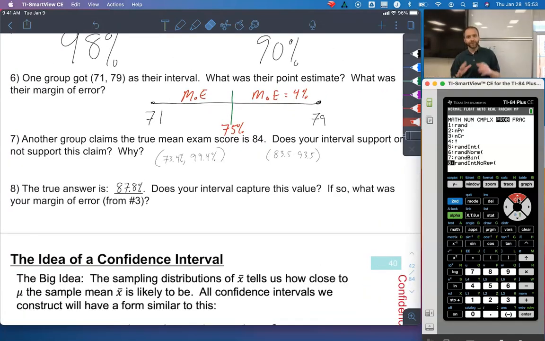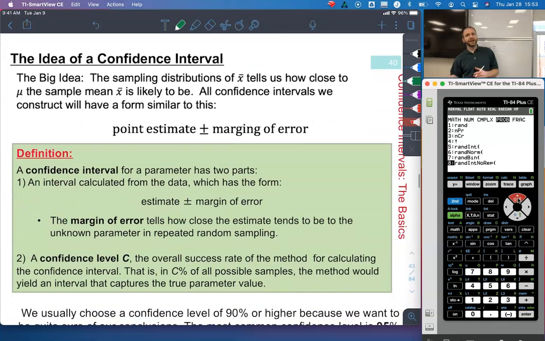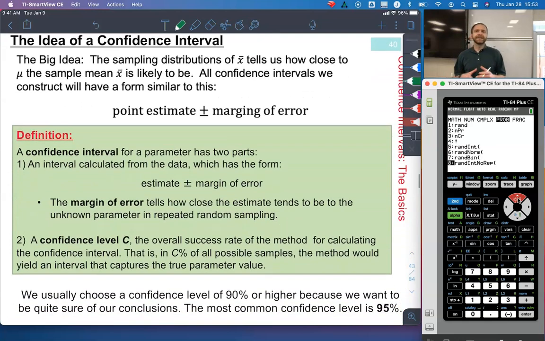So it's an interesting thing with this. This is meant to kind of show you, we just did this, what did we really learn? Well, we learned if I know my interval, I can find the point estimate and I can find the margin of error. And we're starting to figure out that net size. What's a good one? So here are our big ideas of what we just did. The big idea is that sampling distributions of x bar tells us how close to mu the sample mean x bar is likely to be.